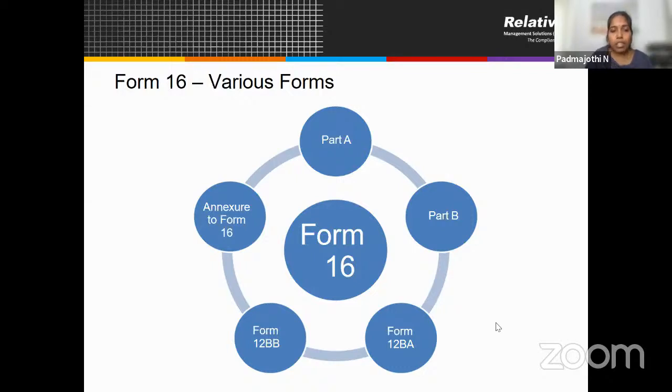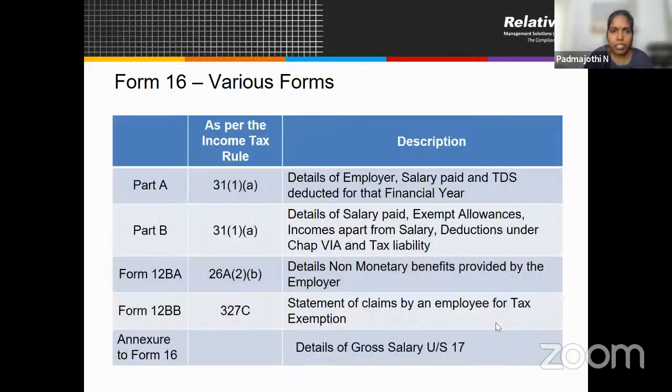So those details, pay head wise, what we have paid to an employee, will be mentioned in the annexure to Form 16. So these are the various forms, and the collective of all these forms will be considered as a Form 16. This will have total details of what income has been paid to that employee for the last financial year, how their taxes have been calculated, and what tax was deducted from the employee. So this is the information which will be available in the Form 16.